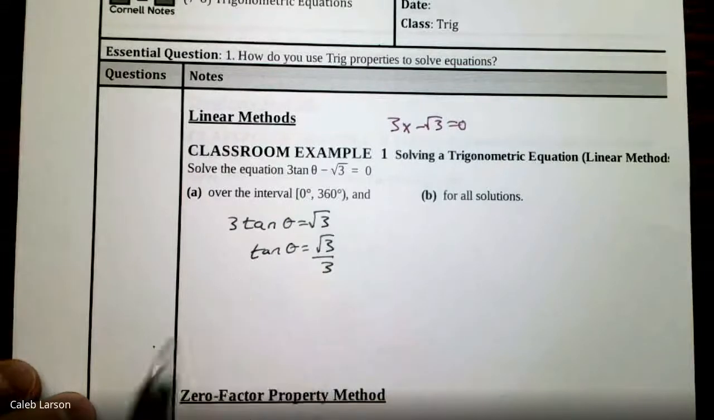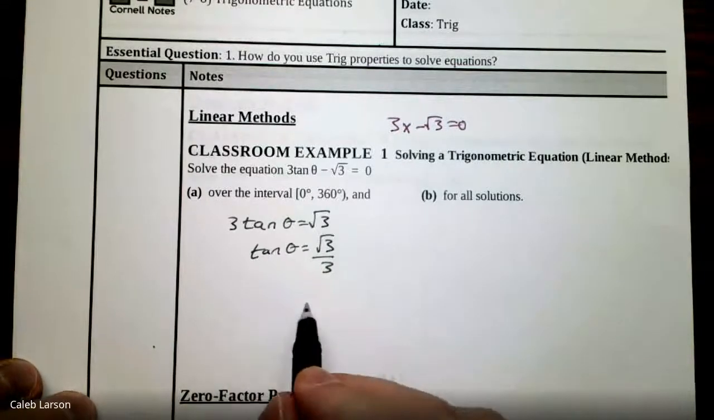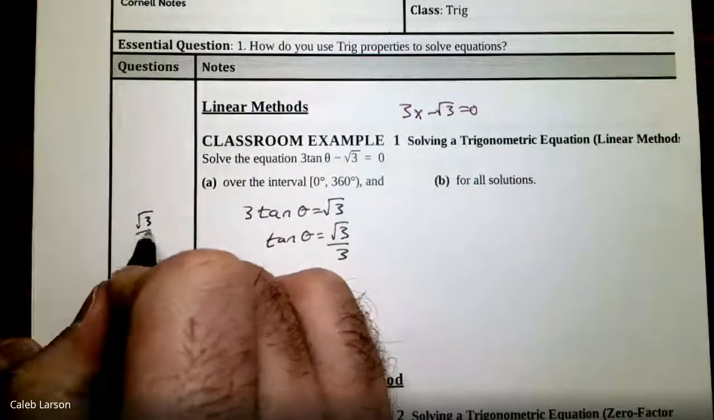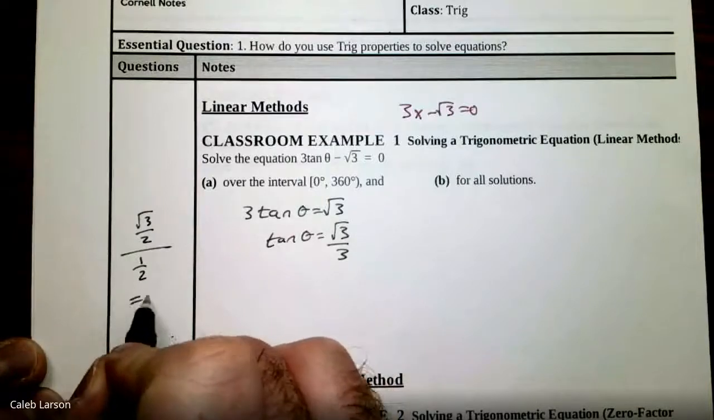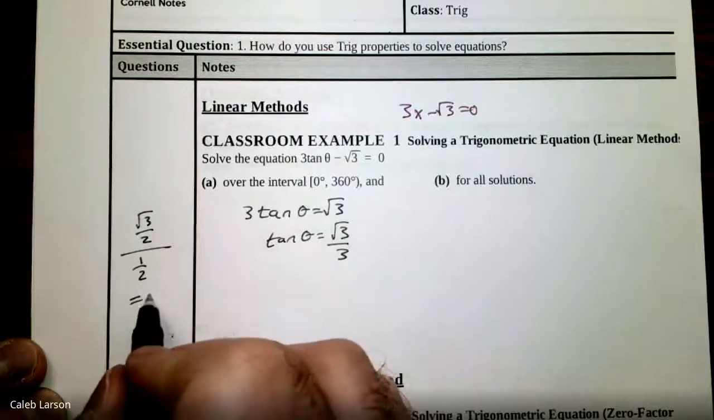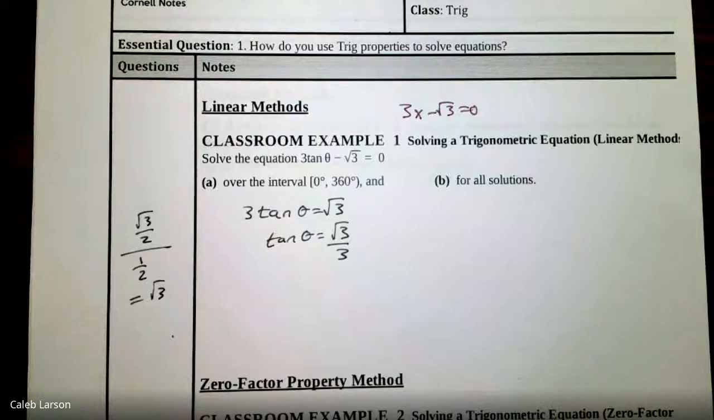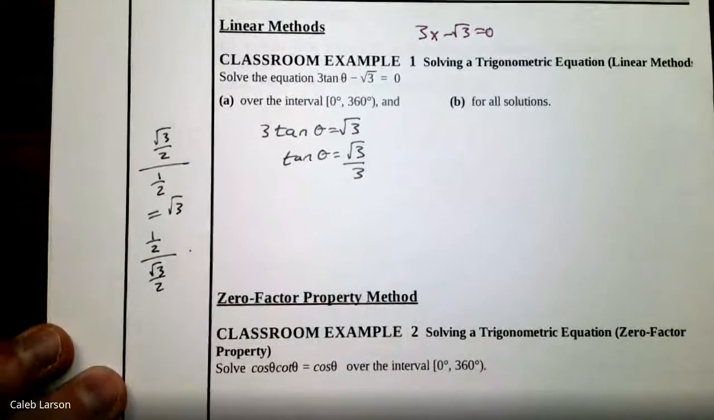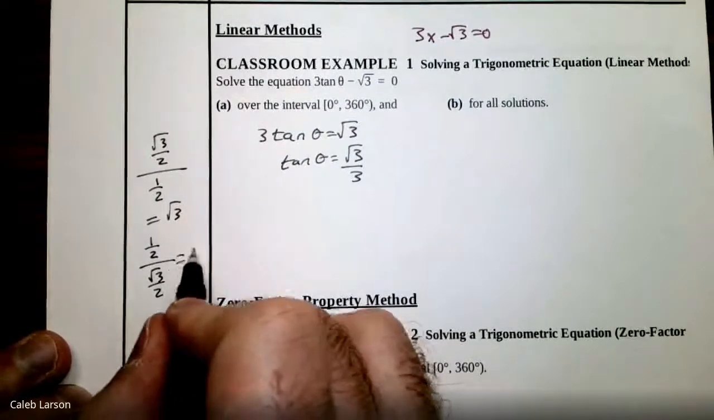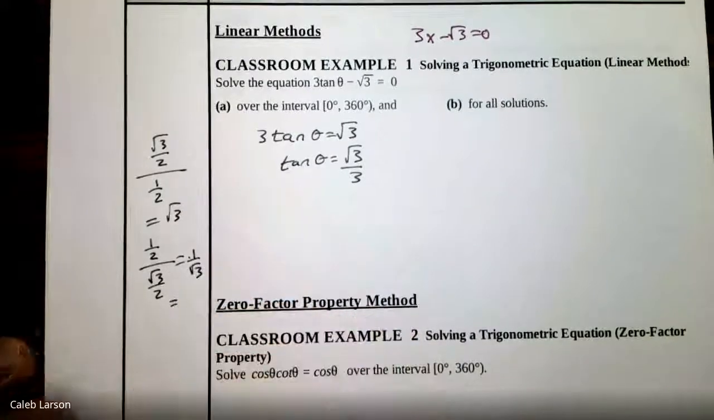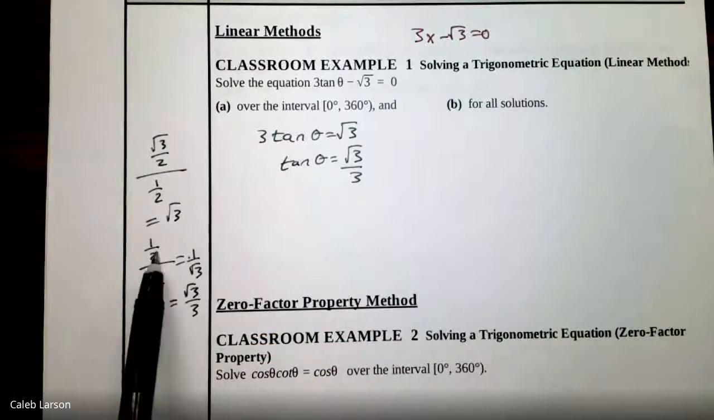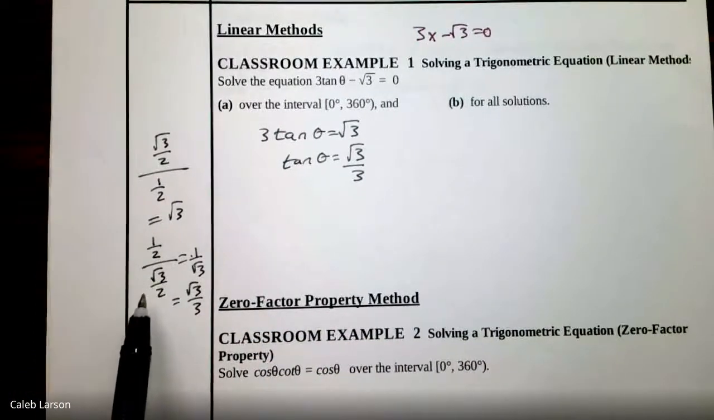So if we actually look at root 3 over 2 over 1/2, this turns into just root 3. So that's no good, right? Because it's root 3 over 2 times 2 over 1. But if we look at 1/2 over root 3 over 2, which is a little bit more common, this turns into 1 over root 3, which when you rationalize it turns into root 3 over 3. So we're looking for this behavior of sine over cosine where it's 1/2 over root 3 over 2.